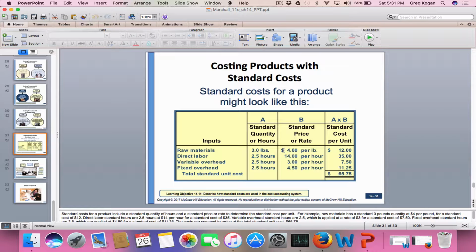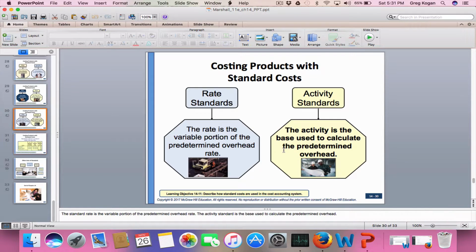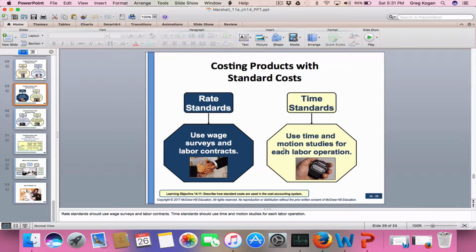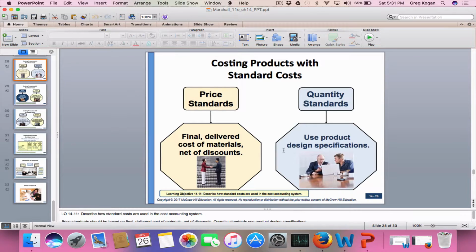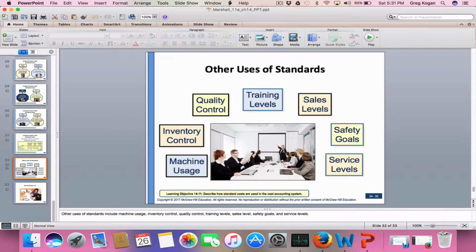And you basically come up with a per unit cost because every cost is standardized on a per unit basis, and then they apply it to every unit produced, and it's a good way to see what a standard cost is.